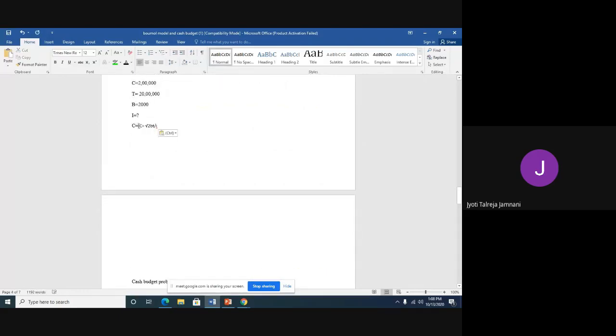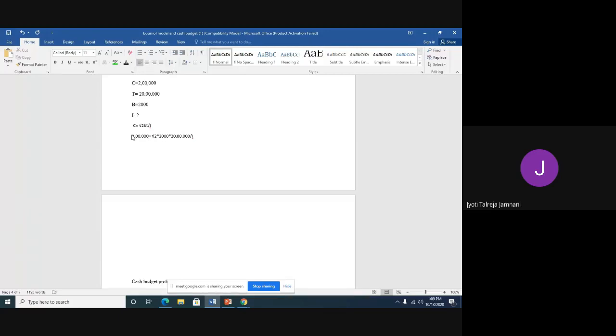Square root of 2BT divided by I. So now we will put the values in the formula. C is equal to square root of 2 into, what is the value of B? 2000. Into T, 20 lakh. T is 20 lakh, right? Yes, ma'am. Divided by I. Now here instead of writing C, we can write 2 lakh because they have given the value of C, correct?